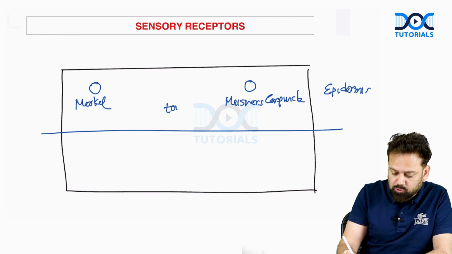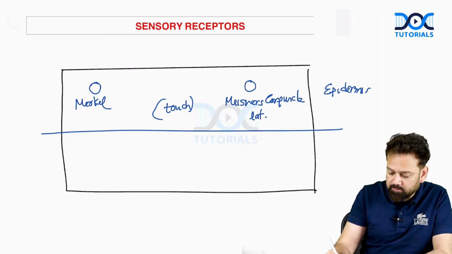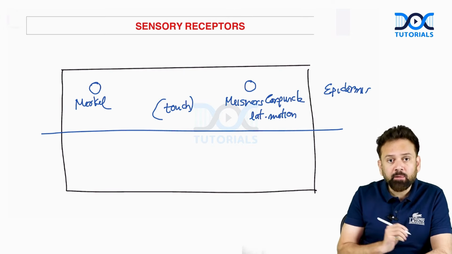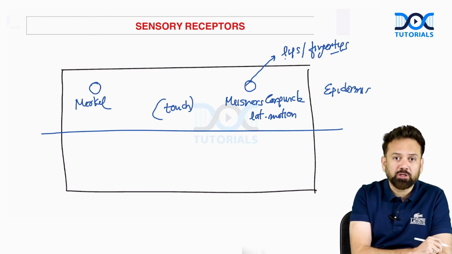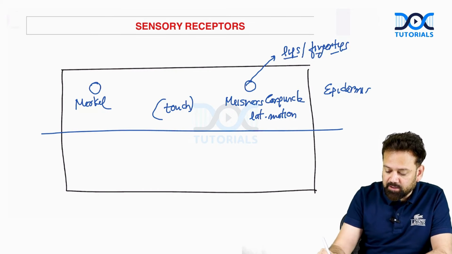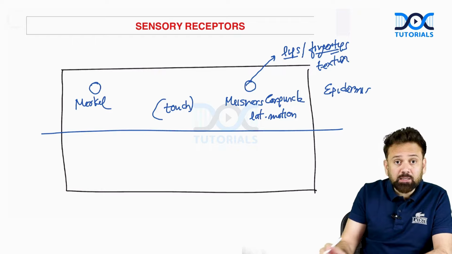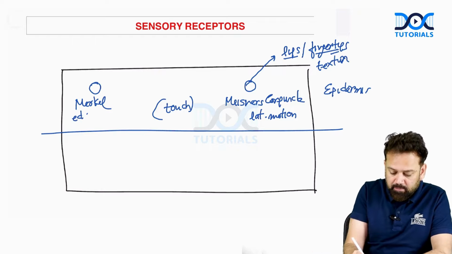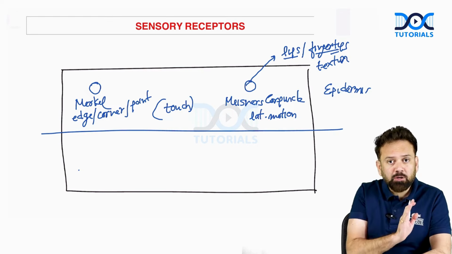And doctor, both are for touch also. But what is the difference? Meissner's is for lateral motion. If we are making lateral motion, it will be sensed by Meissner's, and they are maximum in the lips and fingertips. They are for texture. They are for topognosis. Merkel is for which type of touch? It is for edge. It is for corner or pointed object. So both are for touch, but both are different.